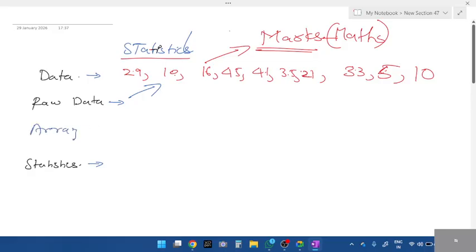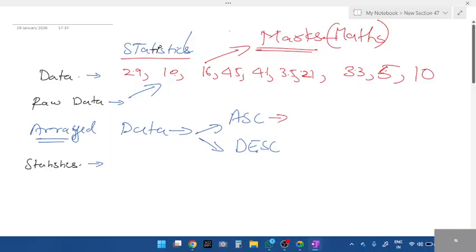Next, we have arrayed data. Arrayed data is basically arrangement. Arrayed meaning is arranged. You can arrange this in two types. One is ascending order and the other one is descending order. All of you know what is ascending order? Ascending is from small to big. Descending is from big to small. And in most of the problems we use ascending order. Make sure you arrange in ascending order, unless and until they ask you. If they ask you to arrange in descending, do that. If not, ascending is fine.